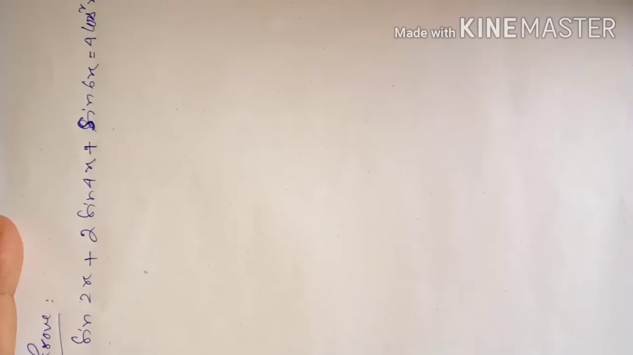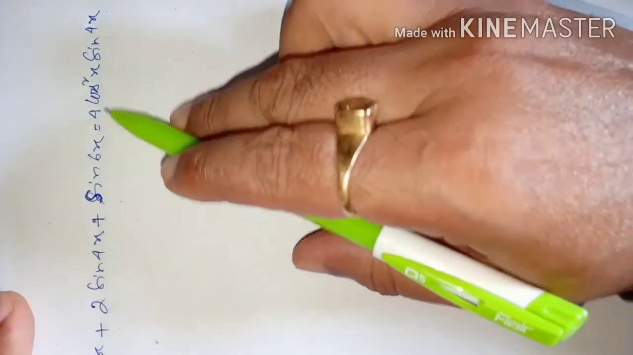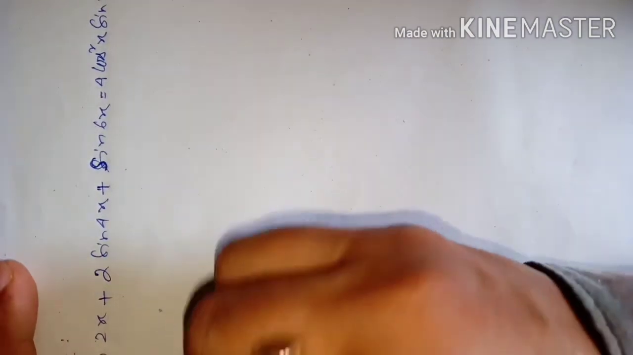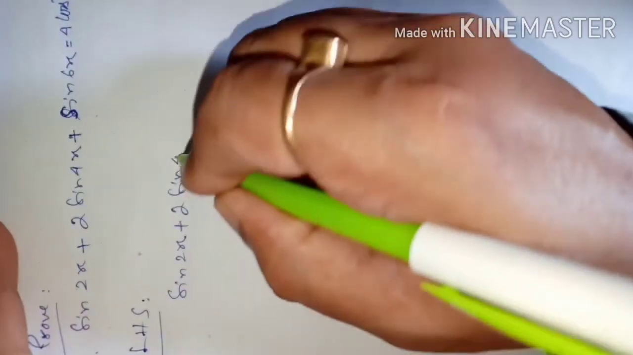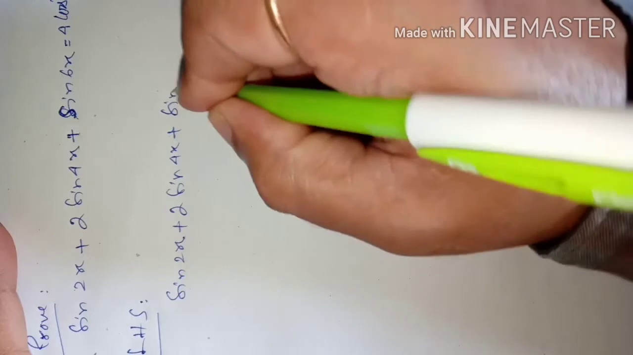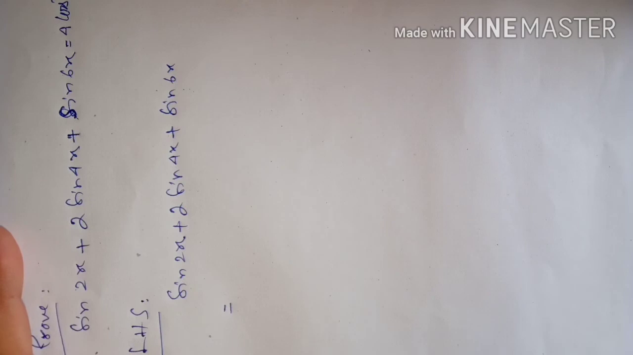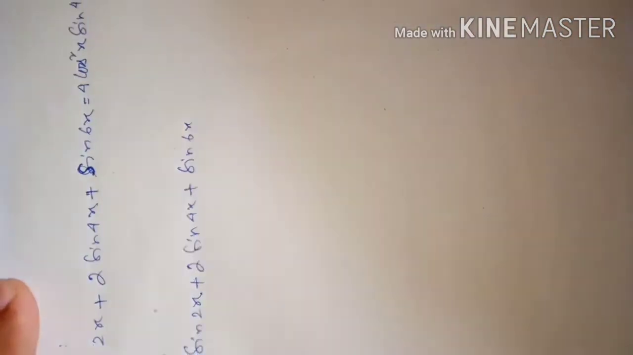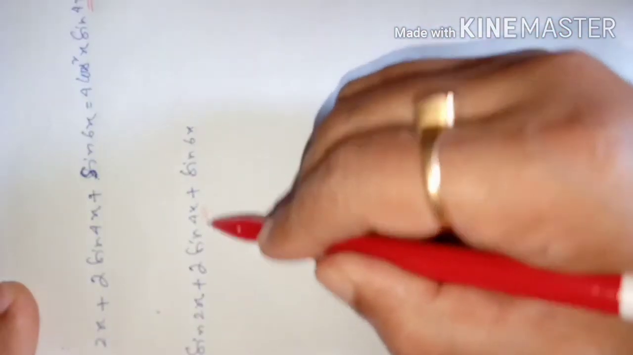Okay. So we need to prove that sine 2x plus 2 sine 4x plus sine 6x is equal to 4 cos square x into sine 4x. So the left hand side is equal to sine 2x plus 2 sine 4x plus sine 6x. Okay. So here, in our result sine 4x is required. So leave it as it is.